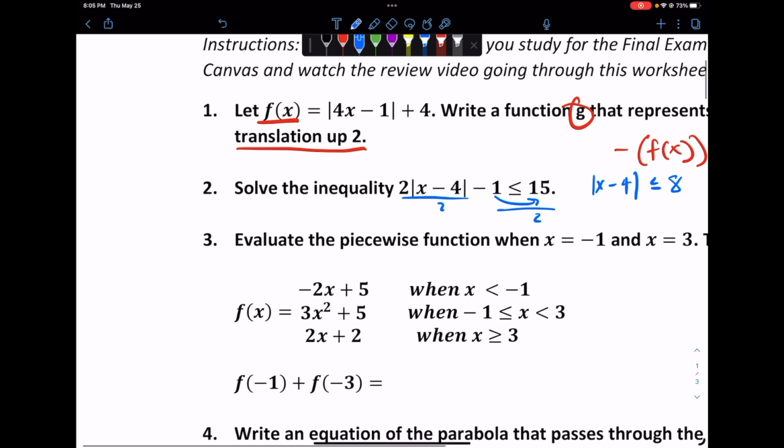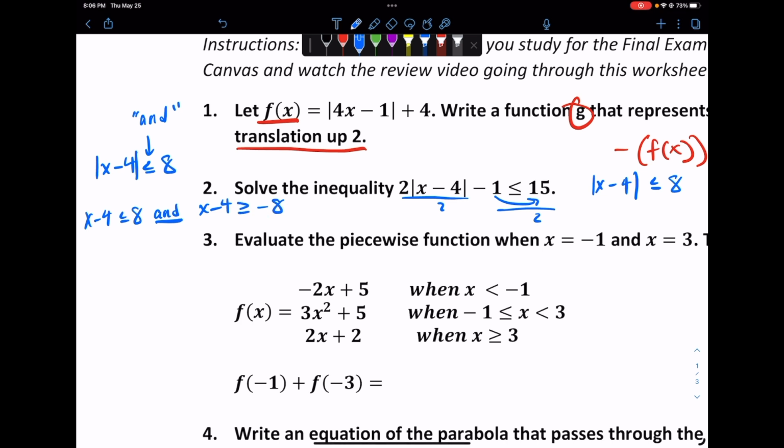So let's see, I'll come over here and do that. So we got absolute value of x minus 4 is less than or equal to 8. Remember, since this is less than, this is going to be an and inequality. And so since it's an and inequality, they'll be kind of connected at the end. So we're going to split up to 2 inequalities for this. We have x minus 4 is less than or equal to 8. And we have x minus 4 is greater than or equal to negative 8.